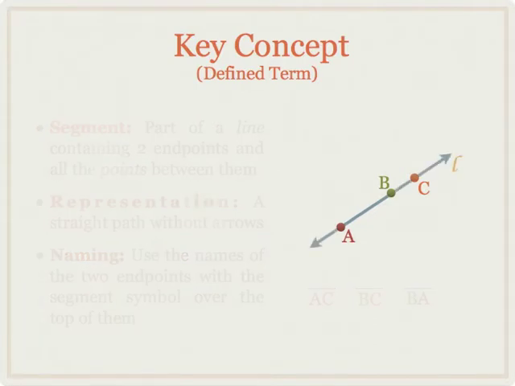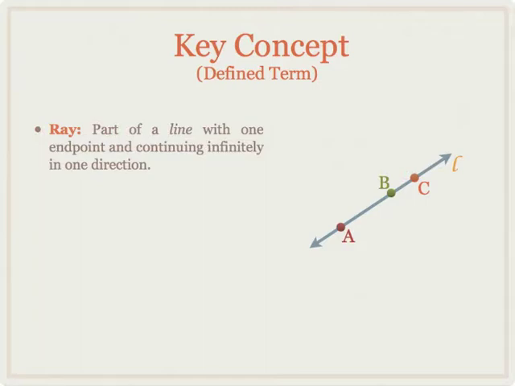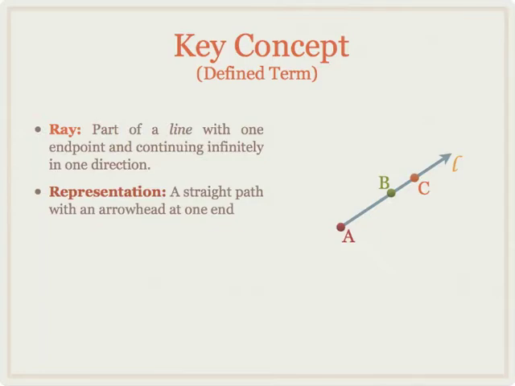So now that we know what a segment is, let's talk about a ray. A ray is often referred to as half a line because it has one endpoint and goes off in one direction forever without end. So as you can see, it is basically half of a line. It's represented by a straight path that contains one endpoint and an arrow on the other end. So you can see our figure there. One endpoint at A, and the arrow goes off in the direction of B and C.